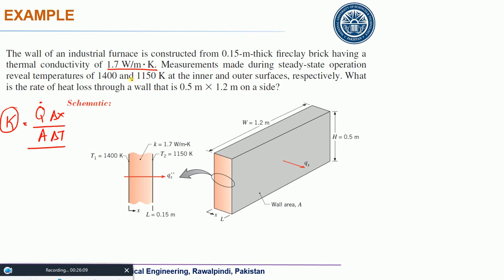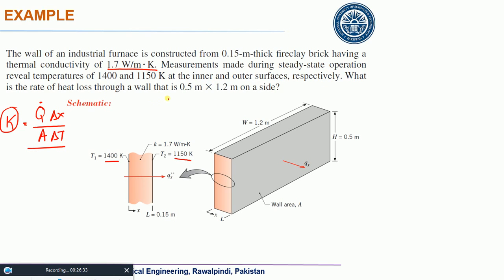Measurements made during steady state operation. Steady state means you are not involving any kind of time as far as the heat transfer rate is concerned. Measurements revealed temperatures of 1400 and 1150 Kelvin at the inner and the outer surfaces. So this is at 1400 Kelvin and this is at 1150 Kelvin.